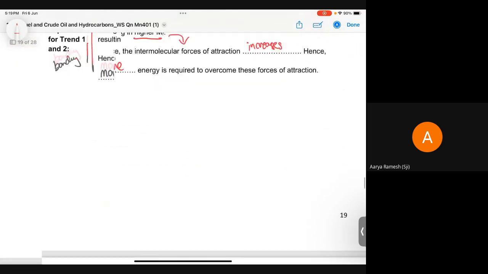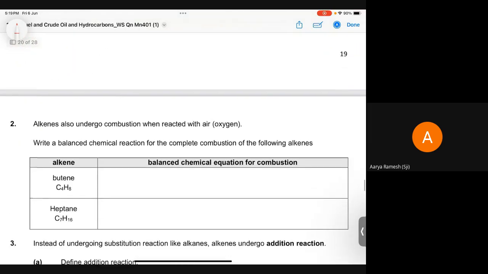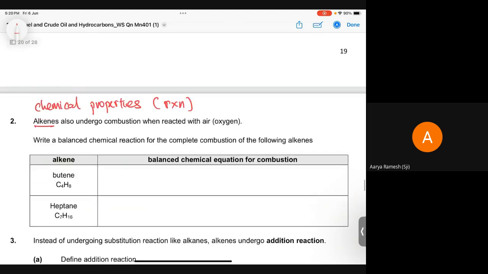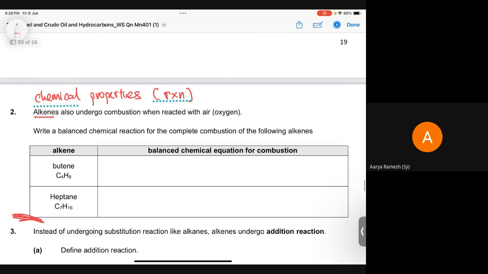Okay, next one. Now, alkenes, just like alkanes. So now we are going on to the chemical properties already, which is the reaction. I will stop after this combustion part. This one is about reaction. I'm going to stop here. Okay. So alkenes also undergo combustion when reacted with oxygen.